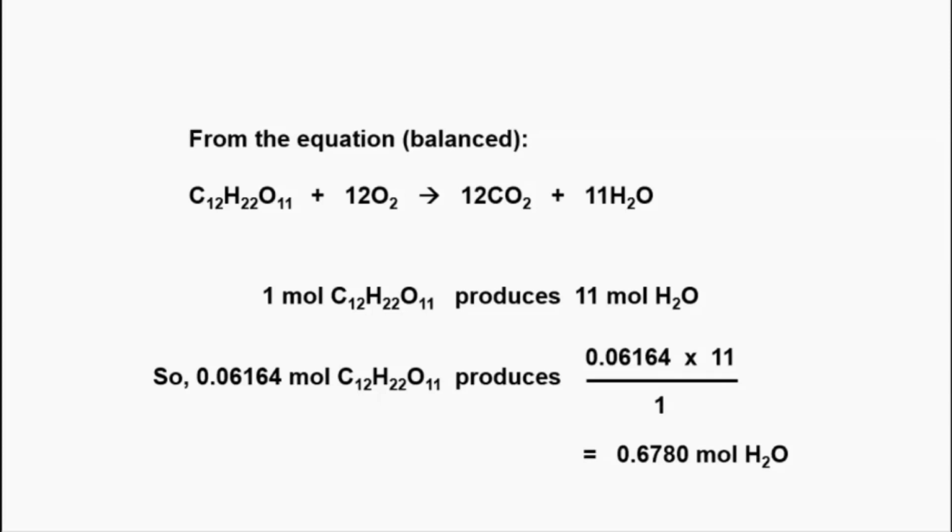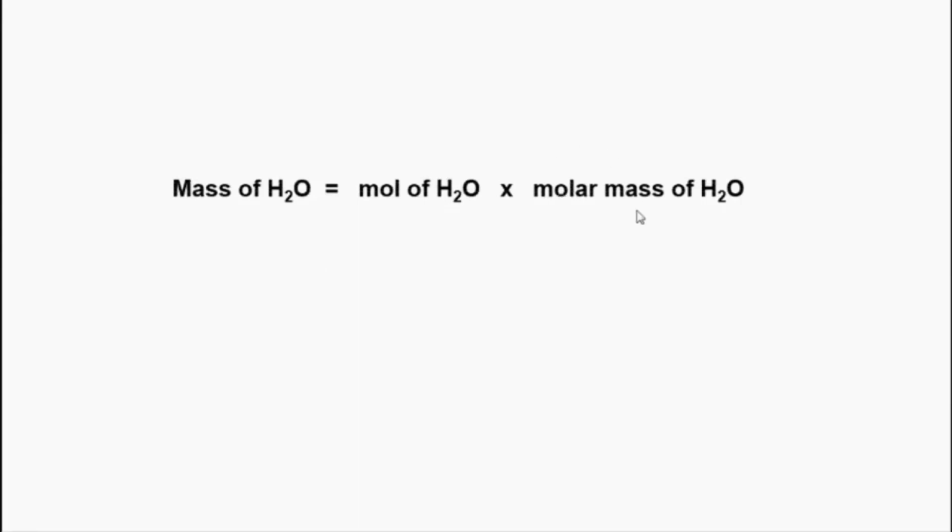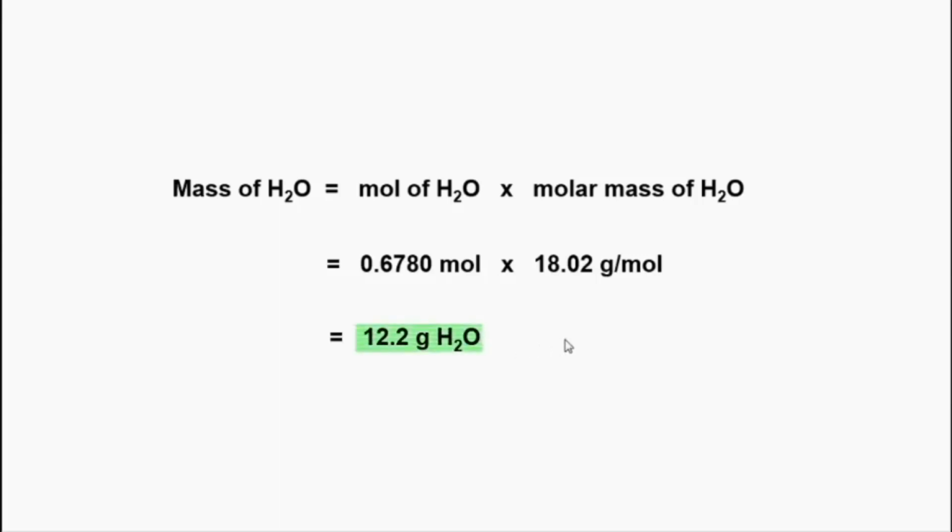We get only 0.6780 moles of water. Once again, for the third time, we are going to determine a mass. Just now we determined the mass of oxygen and then the mass of carbon dioxide, and right now we are going to determine the mass of water produced in this reaction. Still using the same formula, mole times molar mass: 0.6780 moles of water times the molar mass of water, 18.02 grams per mole, and we get 12.2 grams of water. This is the mass of water produced in this reaction.